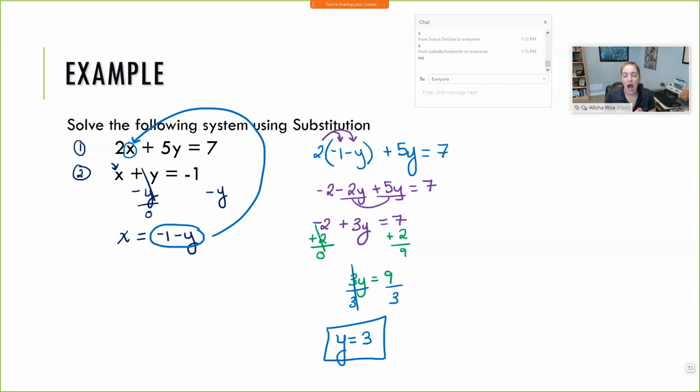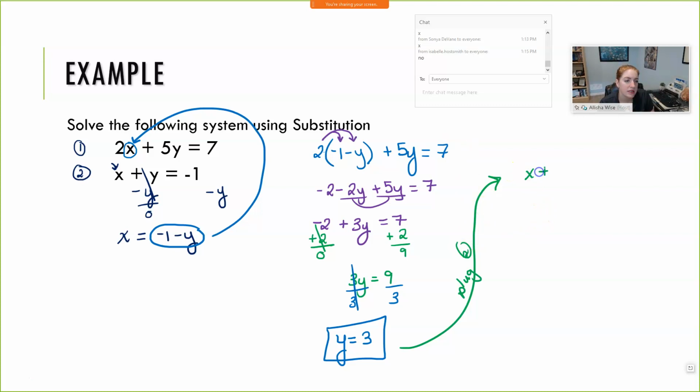So I'm going to plug it back. Now, does it matter which equation I plug it back into? Do I have to plug it back into like equation 1 or equation 2? No, I could plug it into whatever, right? So I'm going to go ahead and plug it into equation 2. I'm going to always use those original equations though. If you plugged it back into equation 1, that's perfectly okay. You should get the same thing.